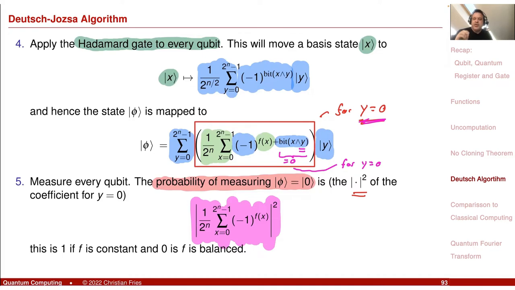So we just need to measure now every qubit. And if we always measure a zero, then the function is constant, because then with probability one, we have measured zero. But maybe we have to repeat this experiment because there is some noise, to get a more reliable result. In theory, the probability is perfectly one or perfectly zero, so one measurement would be enough. Okay.